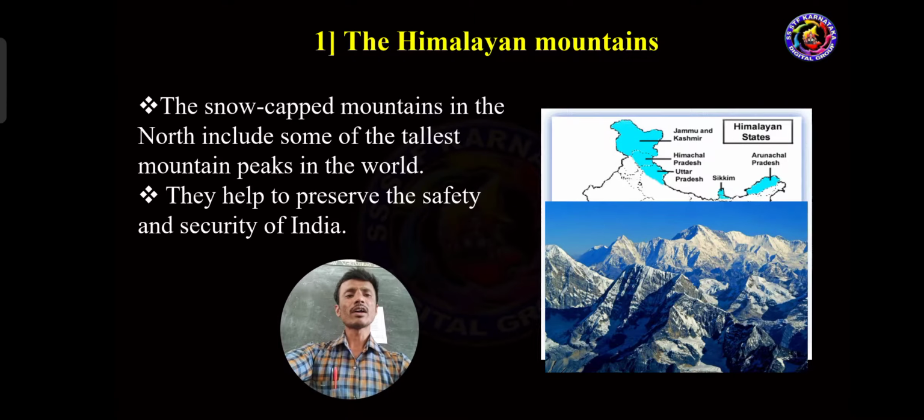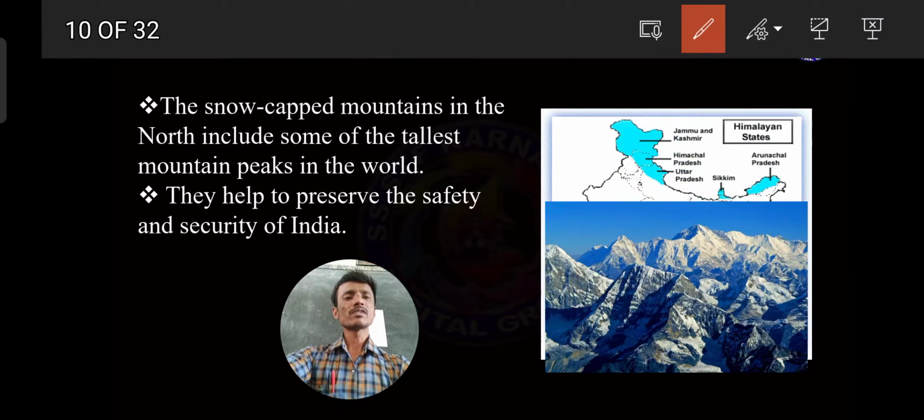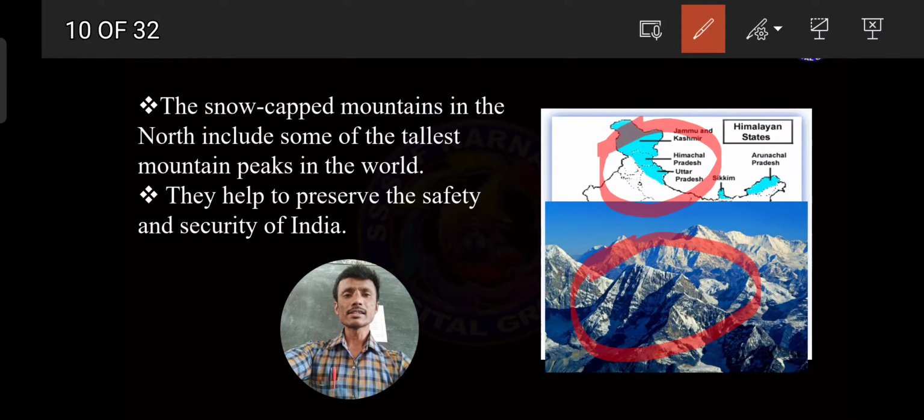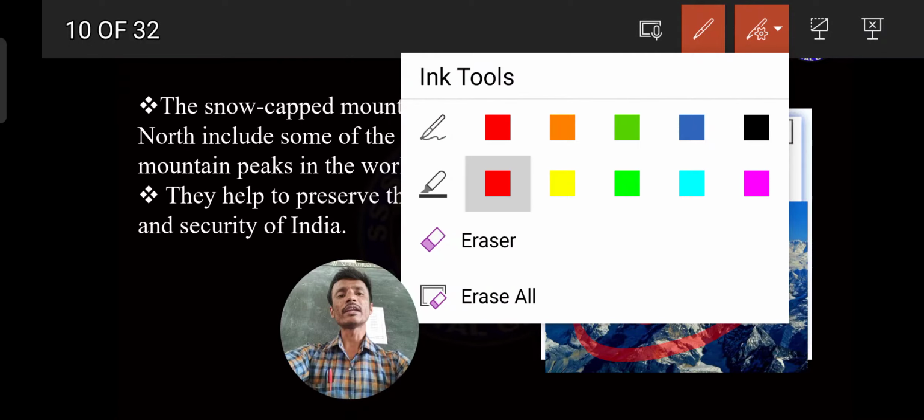Look once at the hill stations, this northern part covered with hill stations. In case of foreign invasions, that is, if someone from other countries wants to attack our country, it is very difficult to come by this route. So the northern mountains help to preserve the safety and security of India. Mainly the northern mountains play a very important role. They gave protection and security to our country.